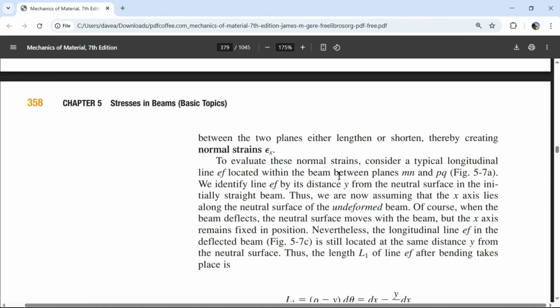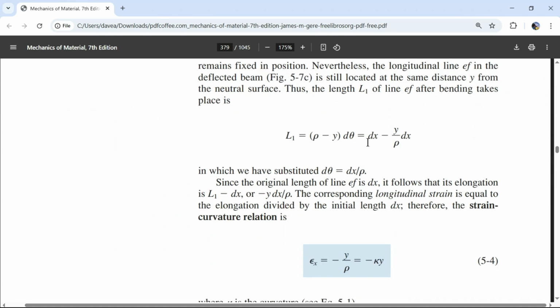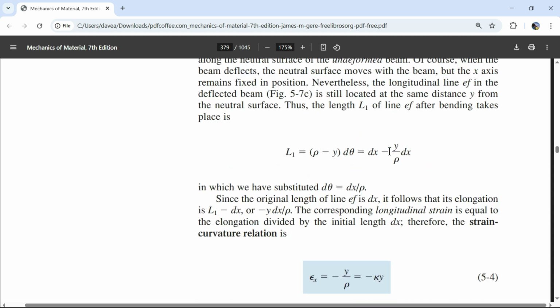If we come back to this equation, we see that this equation is dx minus y rho dx. That's our final length, and then we're going to subtract the initial length, so we subtract dx. These dx's cancel, and we just get negative y rho dx. That's how we get it. Now that's just the change in length.